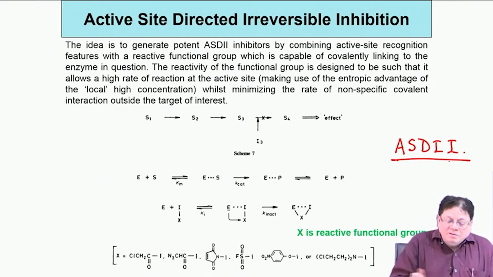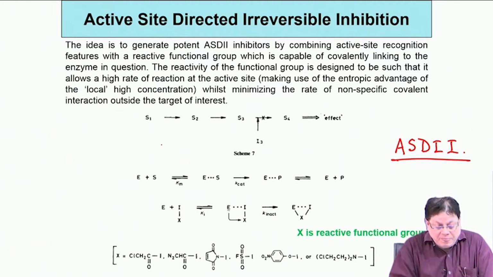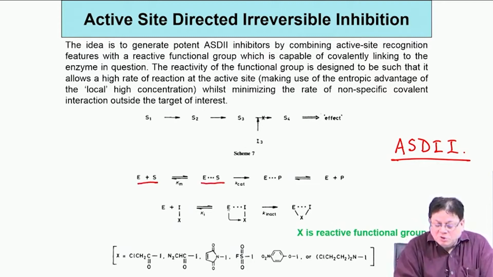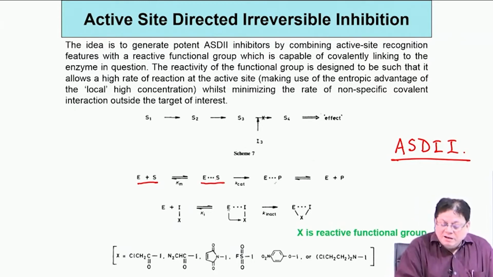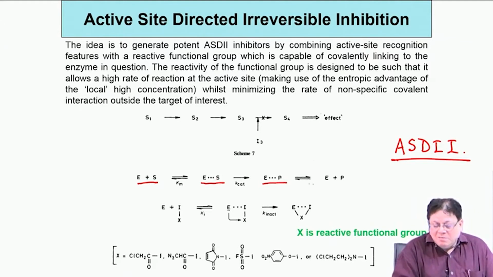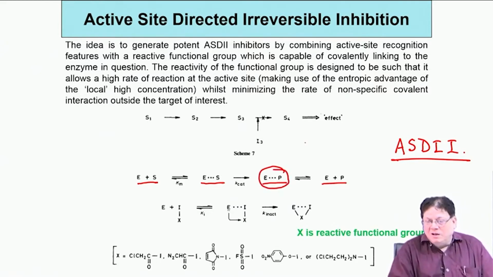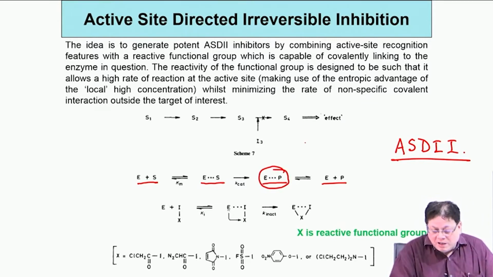Okay. Schematically, how is it shown? It is shown that E plus S, that is the normal, goes to the ES complex. Then it actually goes to the enzyme product complex, and then that goes to E plus P. Usually for the Michaelis-Menten equation, we generally do not consider this fact, because we assume that that is a very fast dissociation. Okay. In active site directed inhibition, what happens?